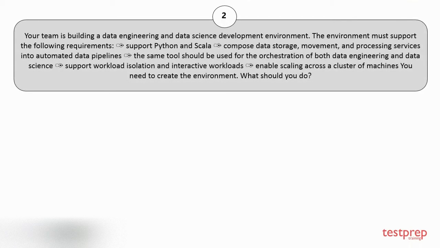Question number 2. Your team is building a data engineering and data science development environment. The environment must support the following requirements. 1. Support Python and Scala. 2. Compose data storage, movement, and processing services into automated data pipelines. 3. The same tool should be used for the orchestration of both data engineering and data science. 4. Support workload isolation and interactive workloads. 5. Enable scaling across a cluster of machines.